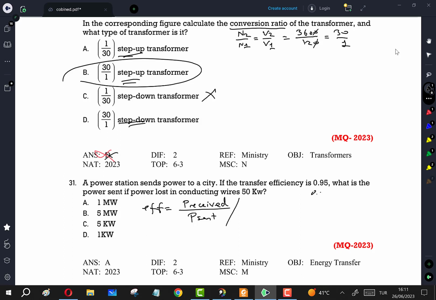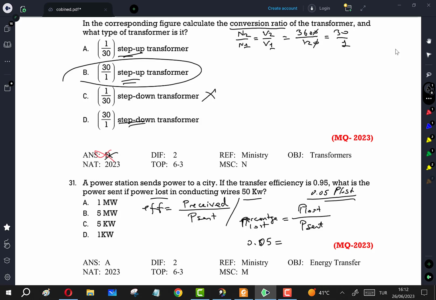So 0.05 is the power lost. Why don't we use this percentage of power loss because it's given in the question. So the ratio or percentage of lost power is equal to power loss divided by power sent. This is much easier compared to the other way. Percentage of the lost power is 0.05.